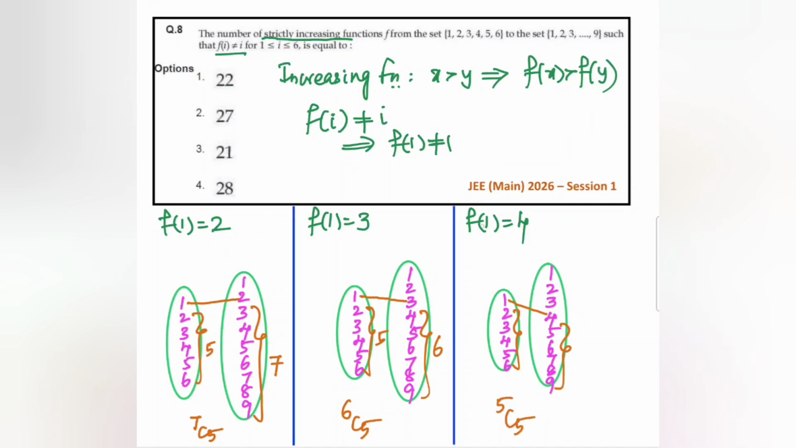And please remember, f(1) equal to 5 is not possible, because if 1 is mapped to 5, then there are only 4 elements here and there are 5 elements here, so we cannot map. Hence the answer is 21 plus 6 plus 1, which is equal to 28. So the answer is 28.